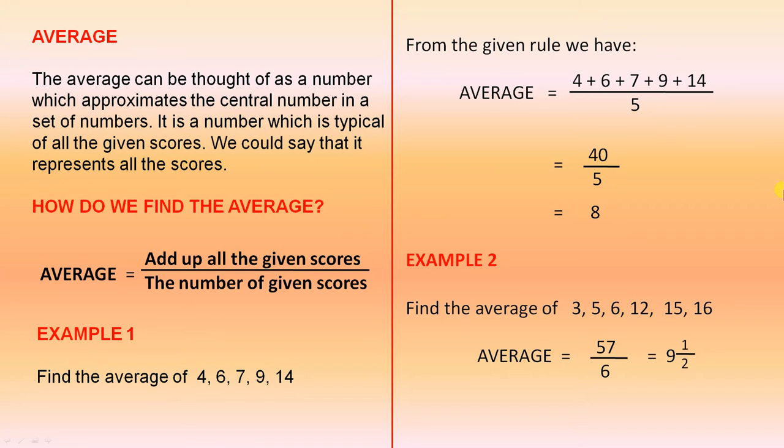How do we find the average? Well, the simple formula for the average is you add up all the given scores and you divide by the number of given scores.